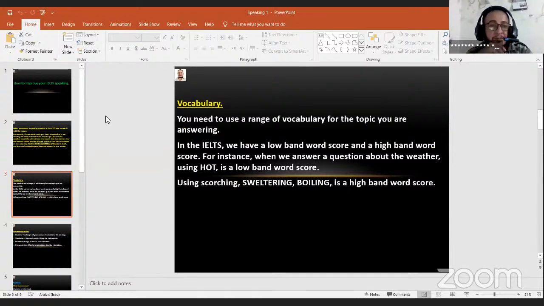test for the IELTS. Vocabulary. You need to use a range of vocabulary for the topic you are answering. In the IELTS, we have a low band word score and a high band word score. For instance, when we answer a question about the weather, using hot is a low band word score. Using scorching, sweltering, boiling is a high band word score.